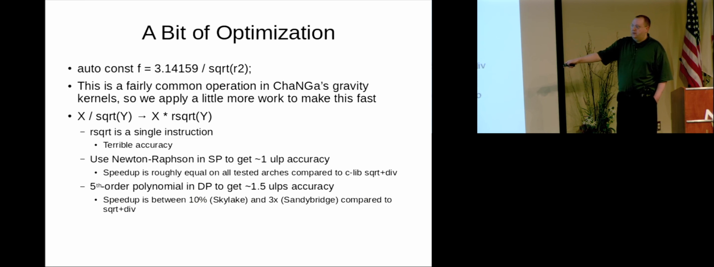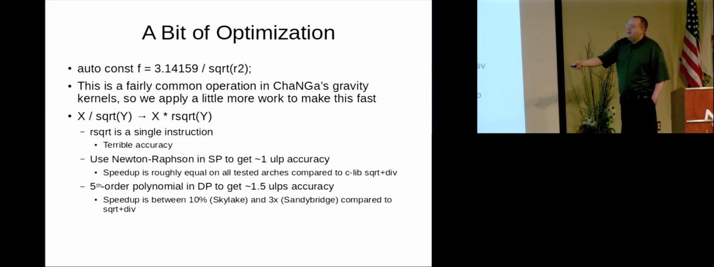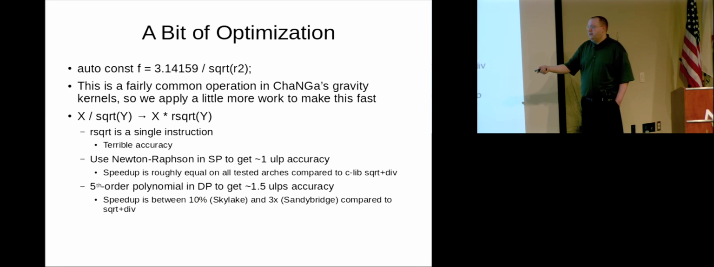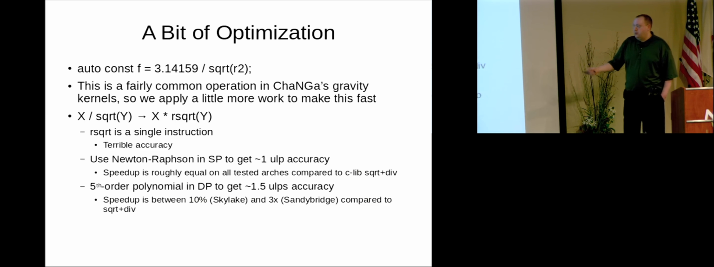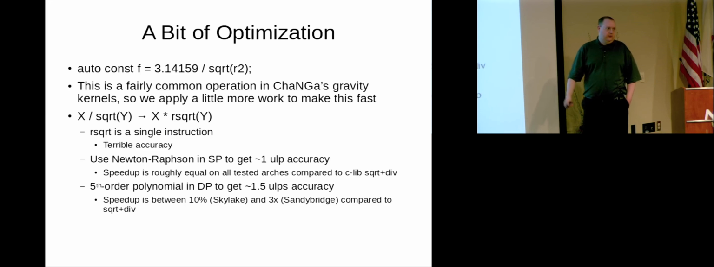So this is faster for single precision. Executing only one instruction for rsqrt plus a Newton-Raphson is still cheaper than trying to do a square root iteratively or via table lookup or however they've implemented it. I sincerely doubt it's iteratively, but. And for the double precision side, we use a 5th order polynomial to get about 1.5 ULPs. The speedup, however, is inconsistent. It's about a 10% speedup on Skylake, whereas it's about a 3x speedup compared to the square root plus div on Sandy Bridge. So in single precision, this is uniformly faster, but in double precision, it depends on where you are.